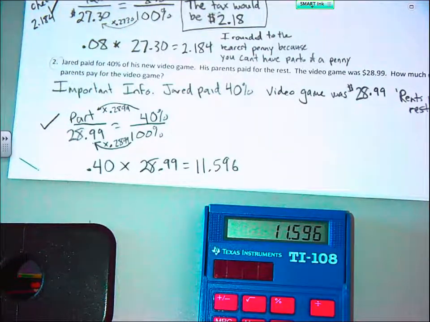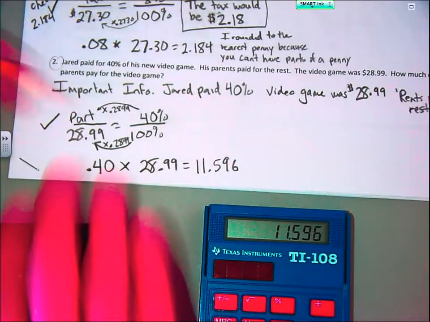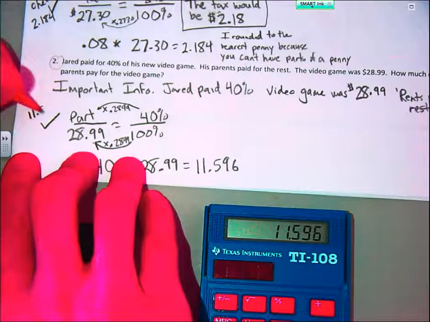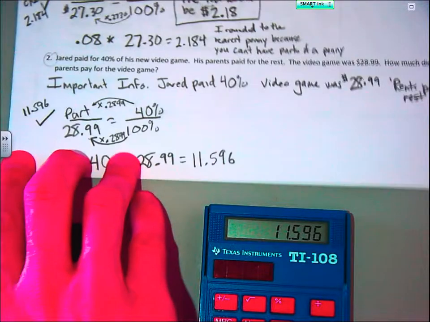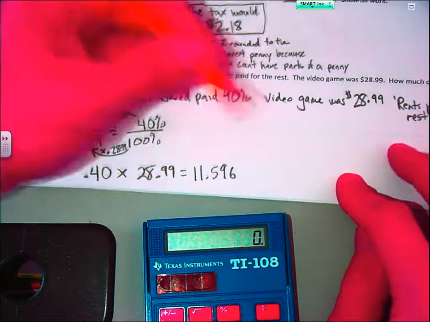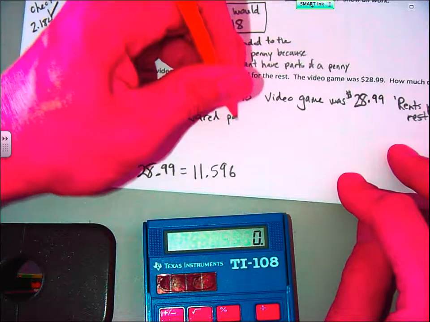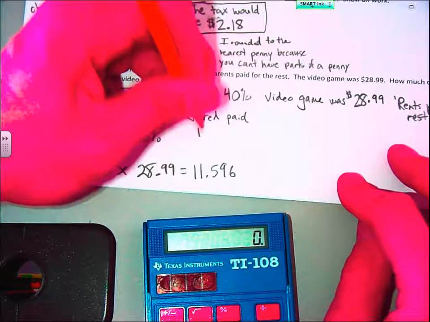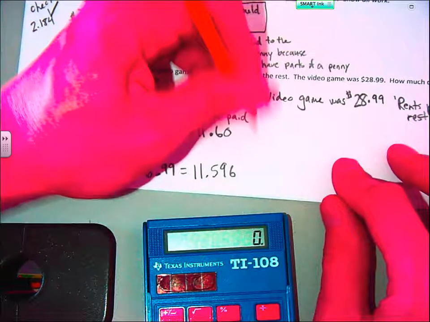Notice that I don't round it right away. I wait until I get to my answer. If I was to do the same thing up here, I know I would get 11.596. If I was taking a test, I would do it. I've just done this a couple times, so I know that that is correct. I write it down. Jared paid $11.60.